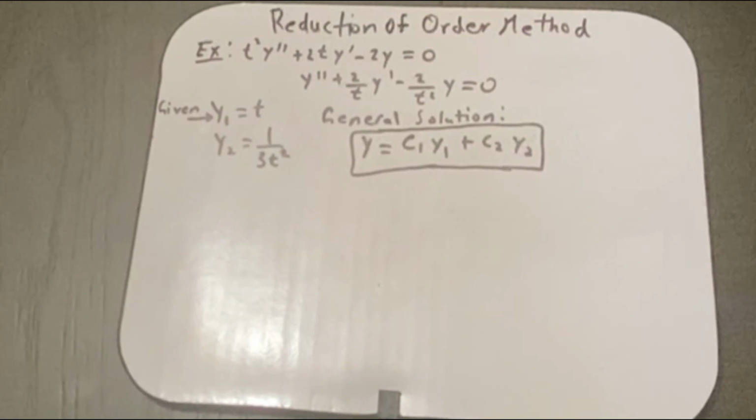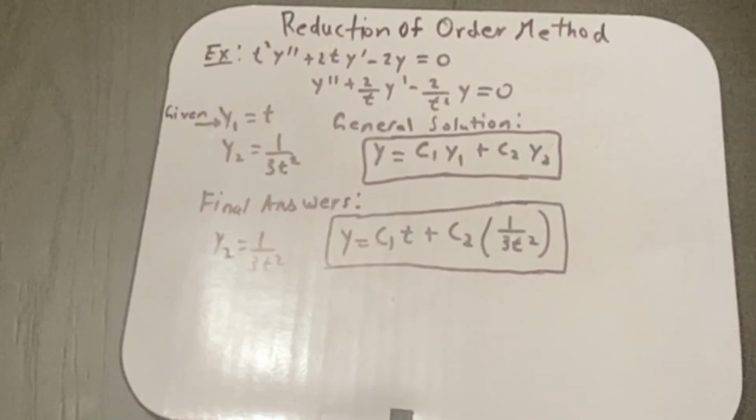So now we have our y1 is equal to t, which is our given solution, and we found y2, which is 1 over 3t squared. And the general solution which they want us to put it in has the form y is equal to c1 times y1 plus c2 times y2, where c1 and c2 are just arbitrary constants, and we found y1 and y2. So let's put it into the general solution. Our final answer to our question is we found y2, which is 1 over 3t squared, and our general solution is y is equal to c1 times t plus c2 times 1 over 3t squared.